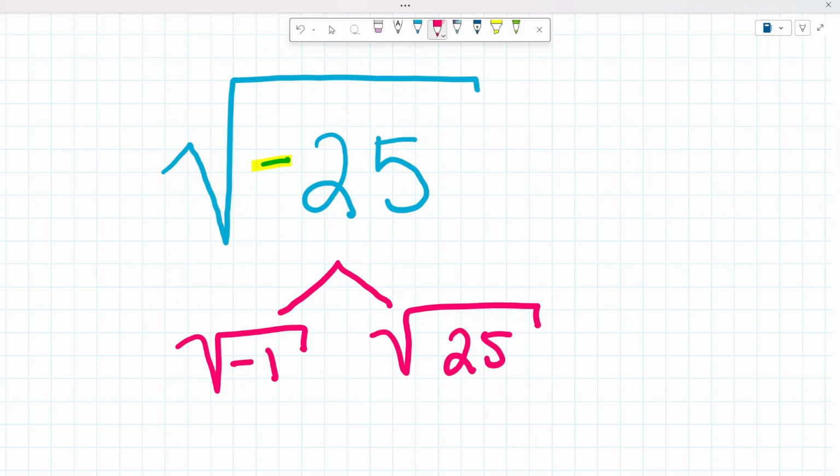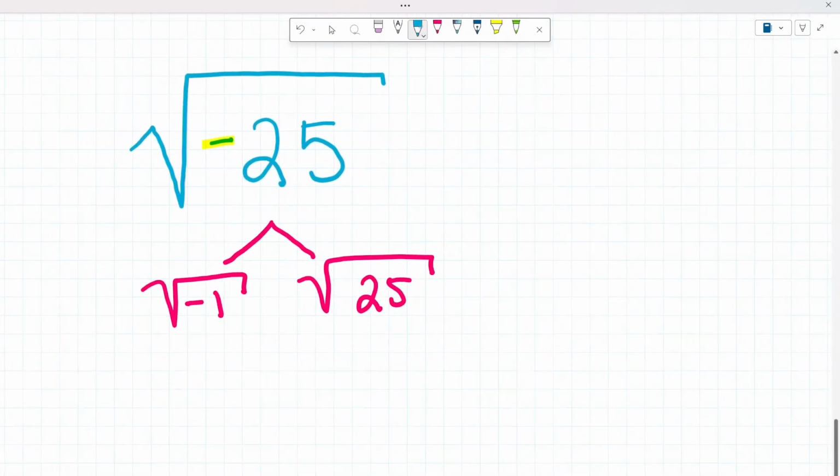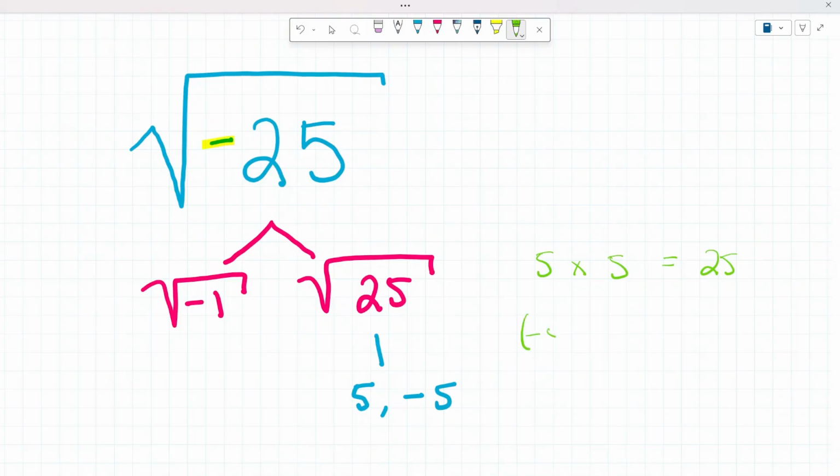So okay, we can deal with the square root of 25. We know that that equals either 5 or negative 5. Let's take a look at why that's possible. We know that 5 times 5 equals 25, and we can also see that negative 5 times negative 5 equals 25. Hence, the square root of 25 can be written as plus or minus 5.